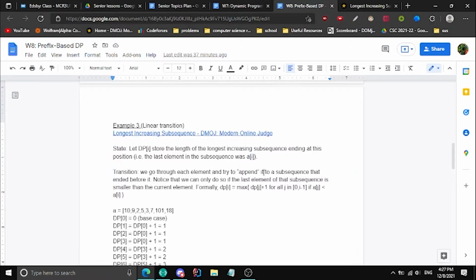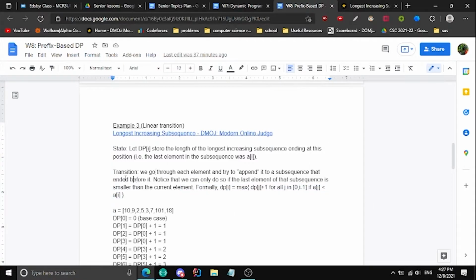For each element we go through, we're going to try to add it onto a subsequence that ended before it. And we can only do that if the last element of that subsequence we're trying to add to is smaller than the current element.